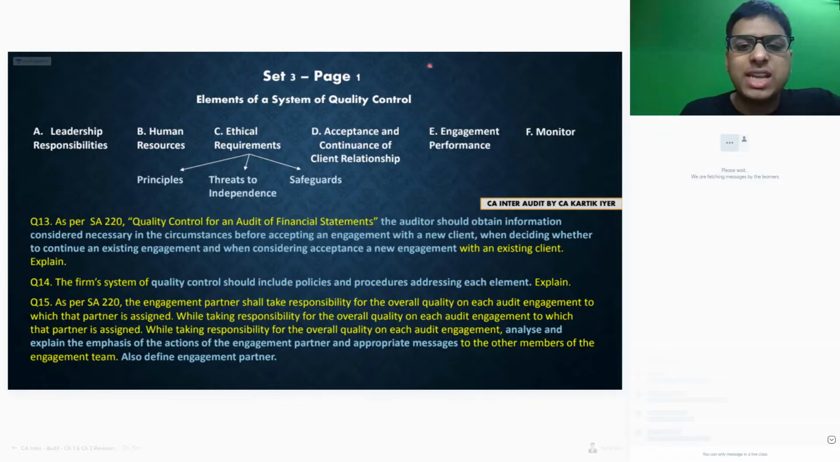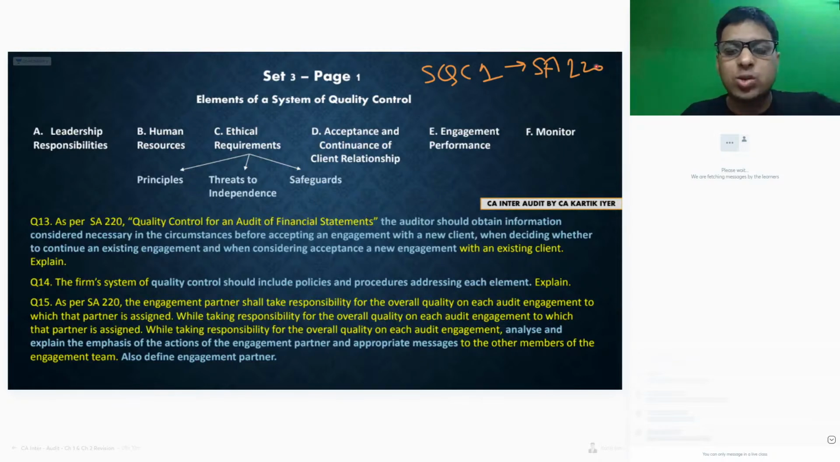There is something called SQC 1. It correlates to a standard called SA 220, that is quality control. Now, these are basically the elements of a system of quality control. To remember the elements of a system of quality control, I'll tell you a movie scene. Are you ready for this movie scene?